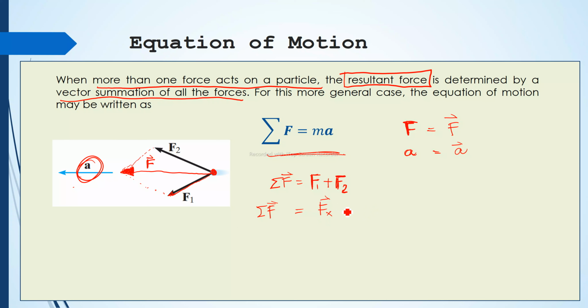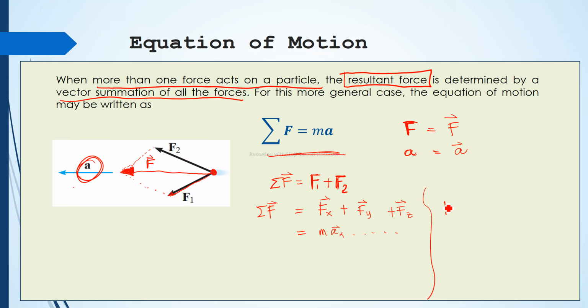The vector summation of forces along x, plus the summation of vector forces along y, plus the vector summation of forces along z. We call these our rectangular components. This is the vector quantity. And this is also equal to the mass times the vector acceleration of the object along x, and so on. Now we can rewrite this into resultant form.